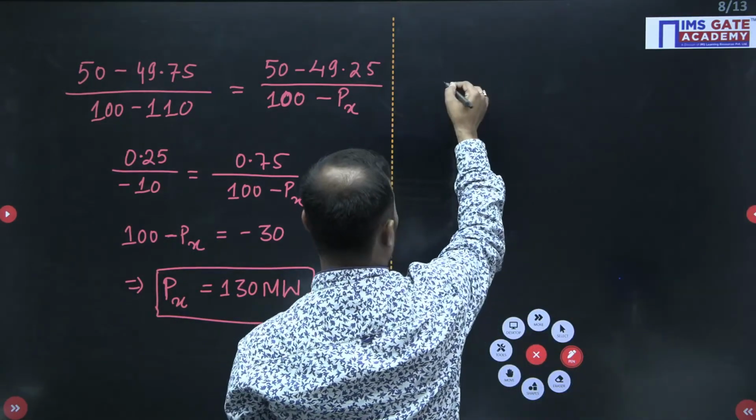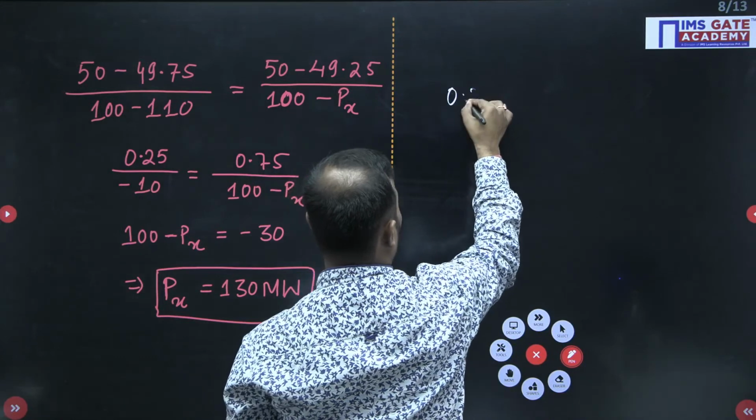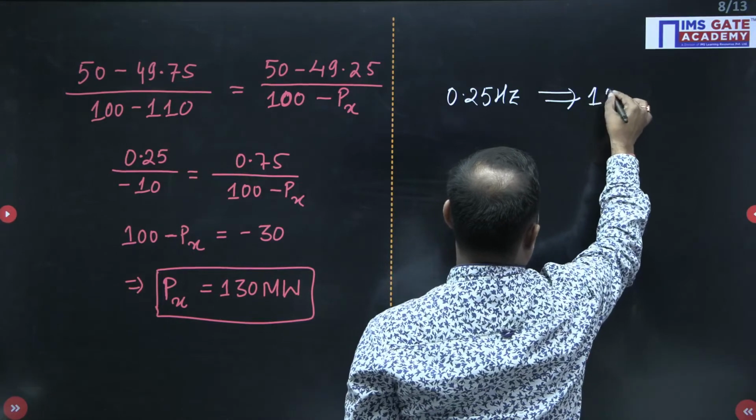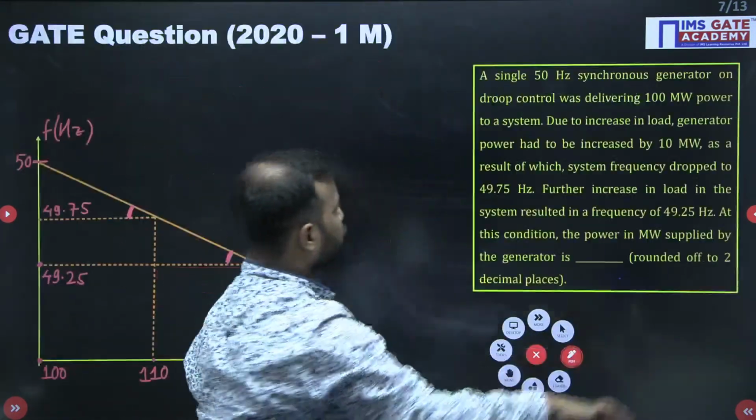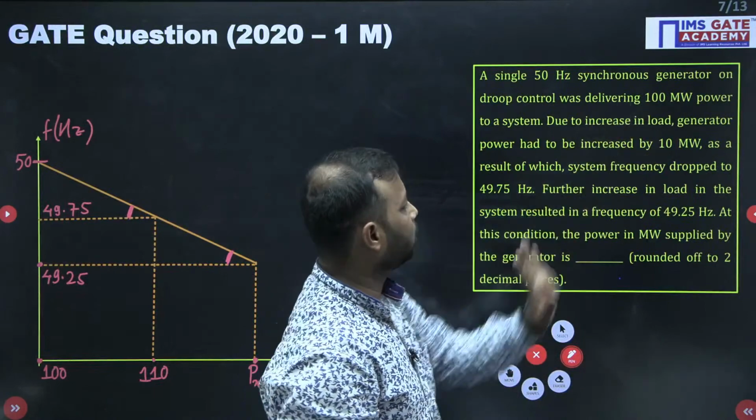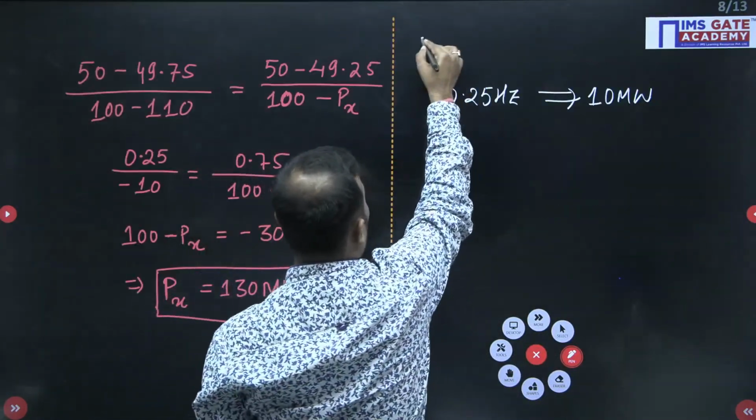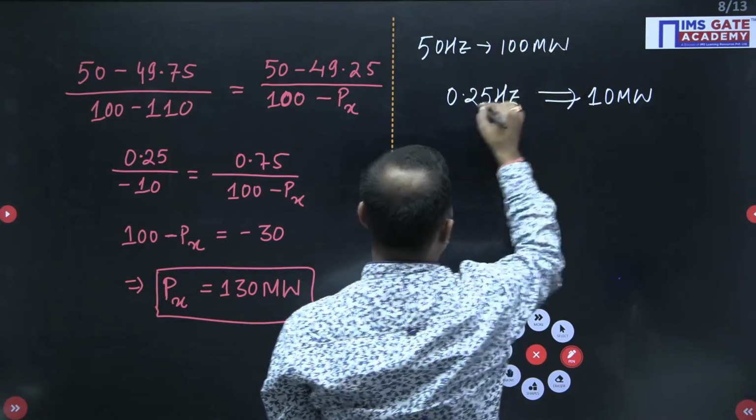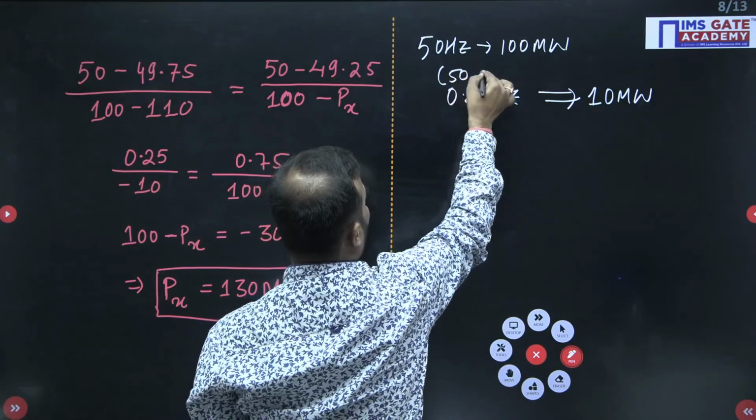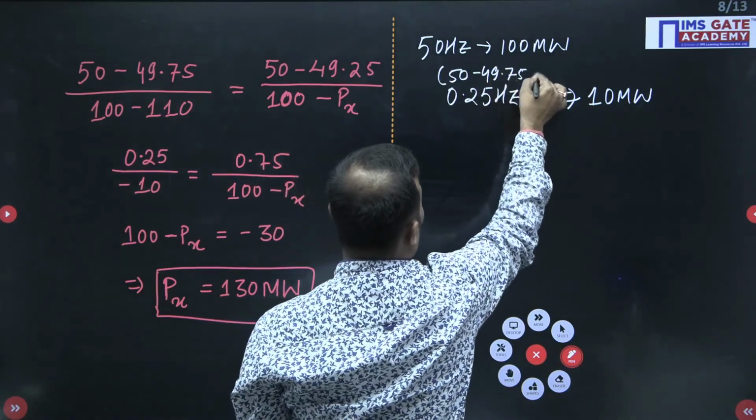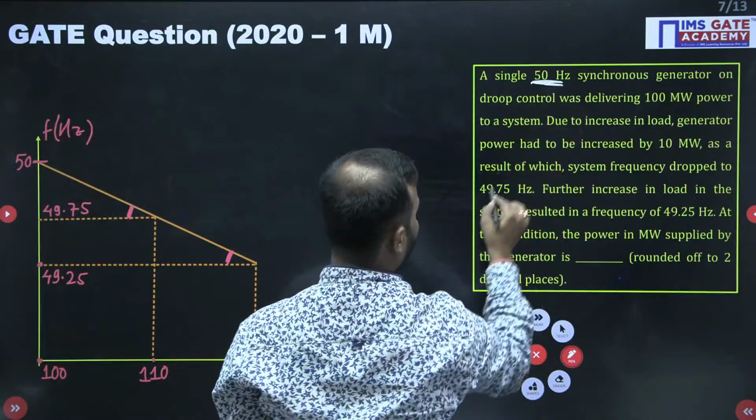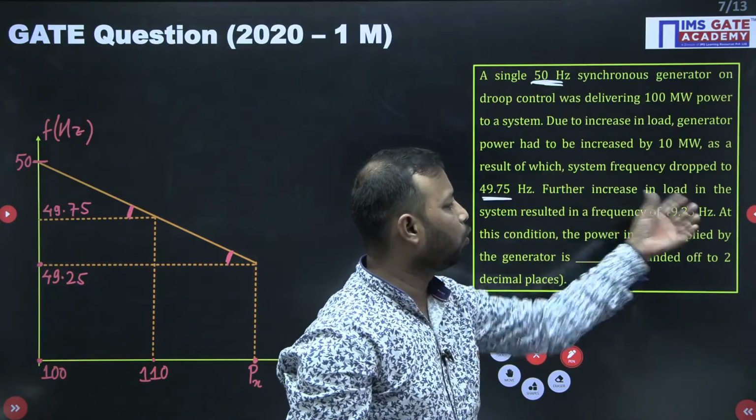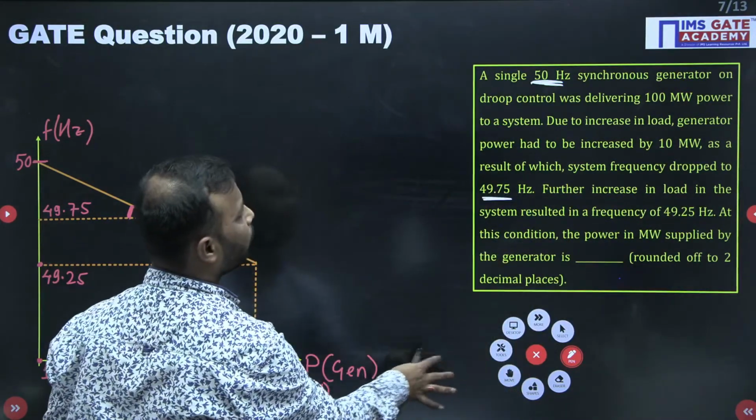Okay. So from the figure we know that for 0.25 hertz, it will give you power change of 10 megawatt. Change in frequency divided by change in power, so this is the 10 megawatt. And we know that at 50 hertz the power is 100 megawatt. Did you understand how I wrote it? 50 minus 49.75, this minus this.